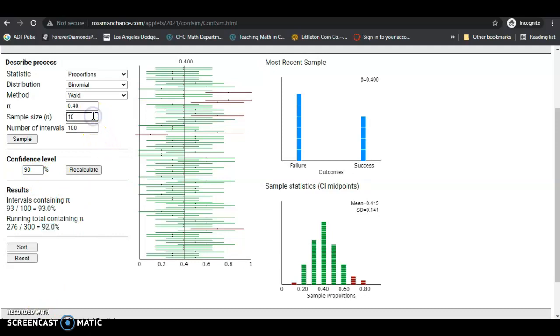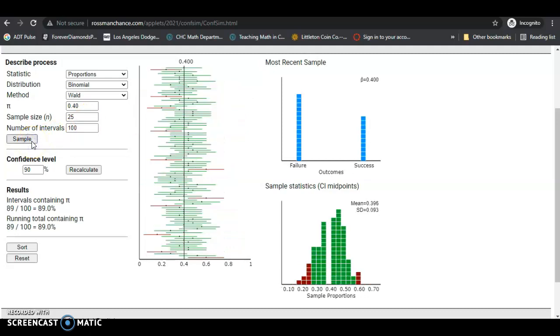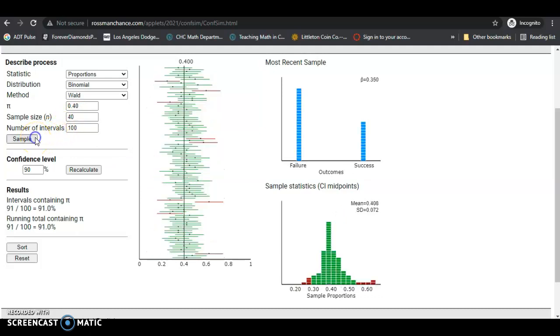If we increase the sample size, say from 10 to 25, what effect does that have on our confidence intervals? Let's go ahead and see. As you can see, as you increase the sample size, it actually increases the width of the interval. We can try again. Let's increase that to 40. As you see, the confidence intervals get more narrow, which means they get more accurate, more precise.